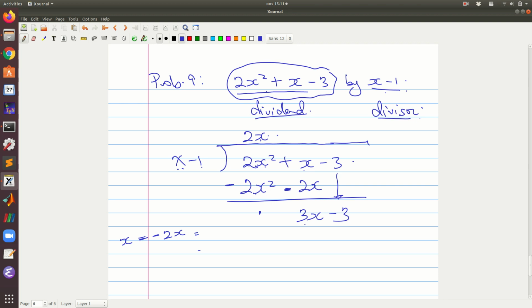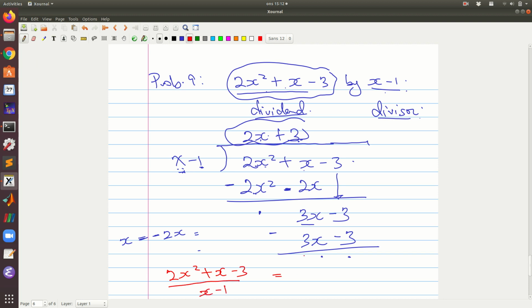Then again repeat the procedure, divide this by that, we get positive 3, then multiply 3 by x, we get 3x, and then multiply 3 by -1, we get -3, and then when we subtract, this is a 0, this is a 0. Therefore, dividing 2x squared plus x minus 3 by x minus 1, we get 2x plus 3.